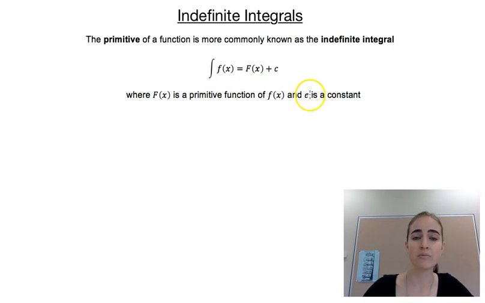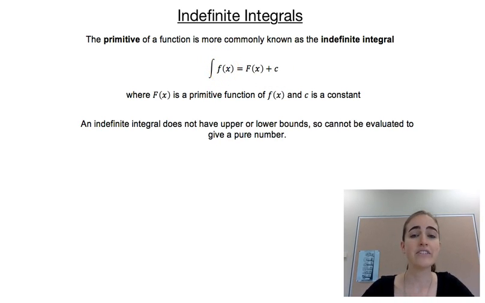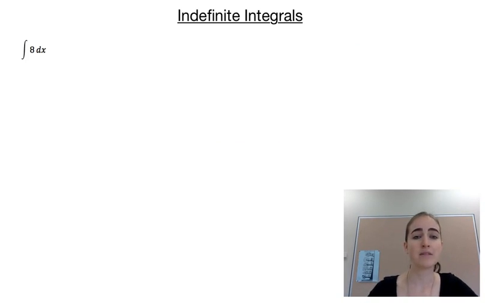That c is really important because it's telling us that there's not just one possible primitive function, there's actually a whole family of functions that would differentiate to give this function here. Now an indefinite integral doesn't have upper or lower bounds, so we can't evaluate it to get just a number as our answer like we can when we're doing definite integrals. So when we find an indefinite integral, we're still going to have functions of x or whatever variable we were using. So let's have a look at some examples.